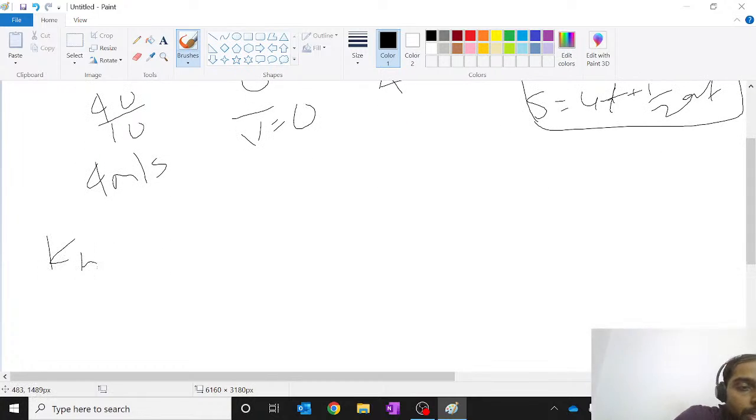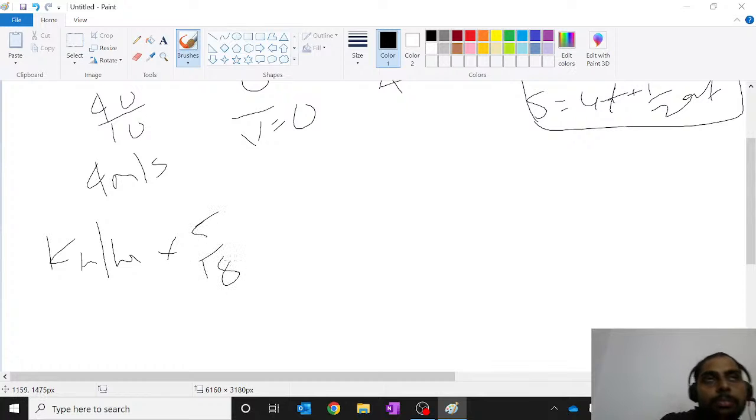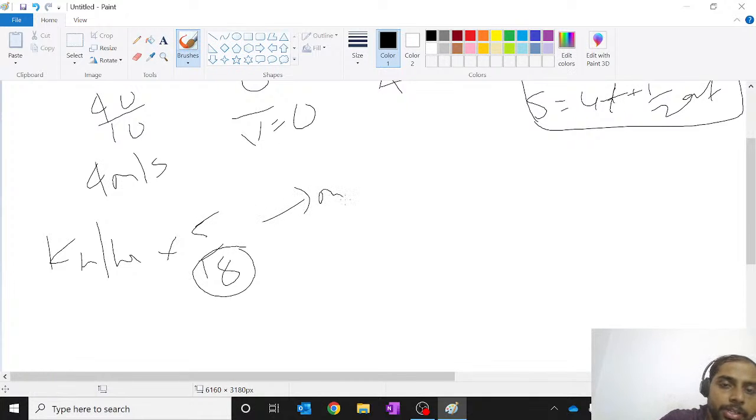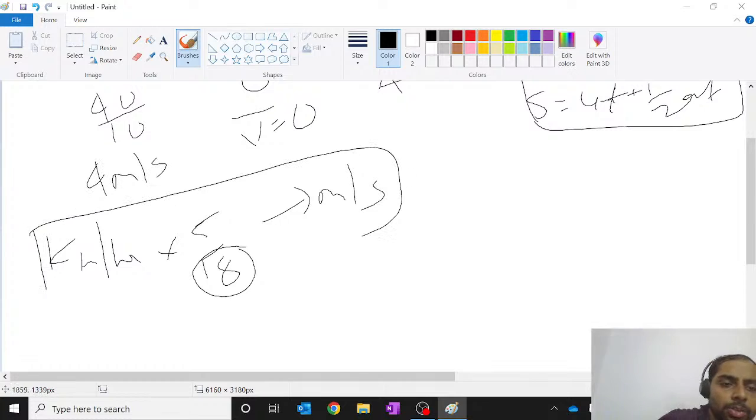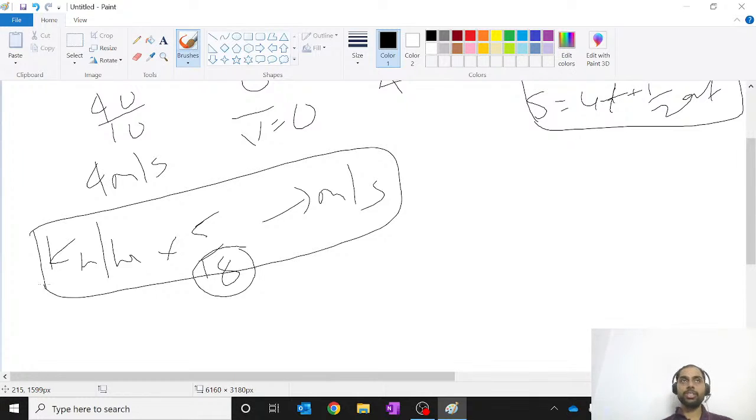One more simple conversion: if you have to convert kilometer per hour into meters per second, always multiply by 5 by 18. Simple rule. Kilometer is higher than meter, that is why you are dividing by a bigger number. If it's the converse, if you have to convert meter per second into kilometer per hour, you are supposed to multiply by 18 by 5. Simple rules, simple concepts. Ensure that you do not make mistakes in the simple things.